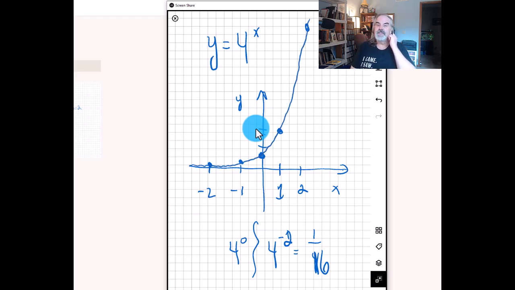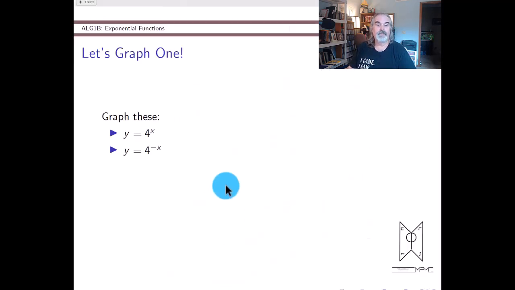Okay, so this is what the graph of 4 to the x looks like. Any other base to the x, 2 to the x, 7 to the x, is going to have this exact same shape. And it's just a question of steepness, right? 7 to the x will get much steeper, much faster than 4 to the x. When we change the base to a fraction, we will see this sort of flip around.